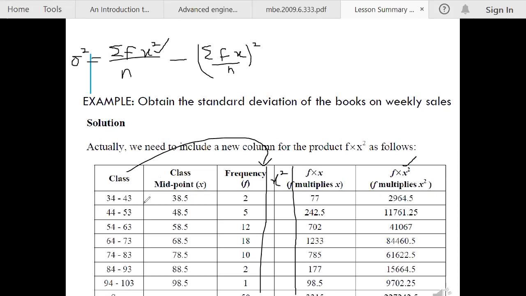So in our computation here, we have F, we also have X. So what you can first create is your X squared. 38.5 gives you what? Just create the thing properly for it. So I want you to help me with the computations for that column. We want to create an X squared column in here.